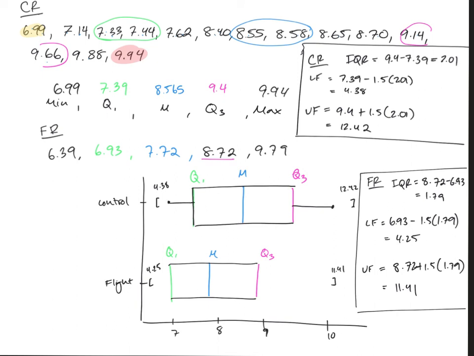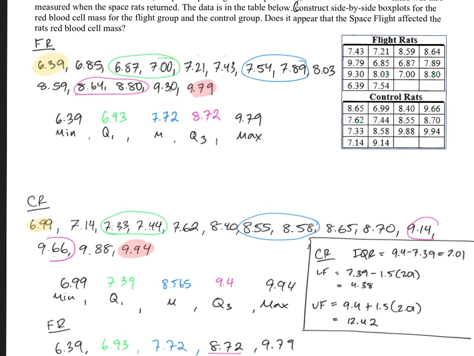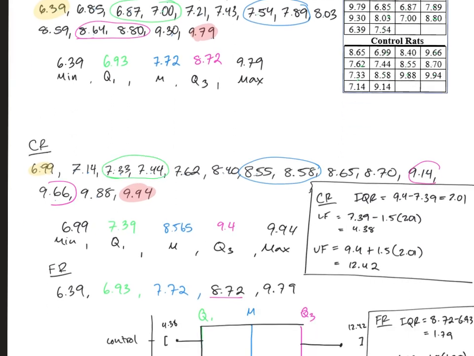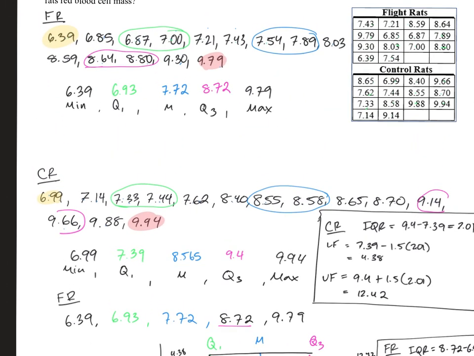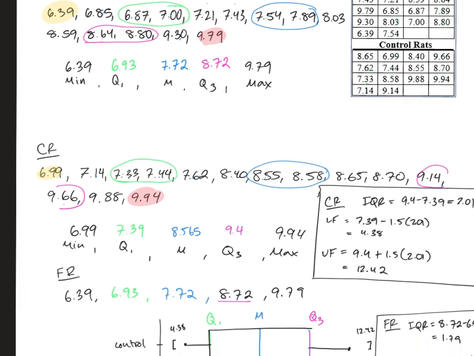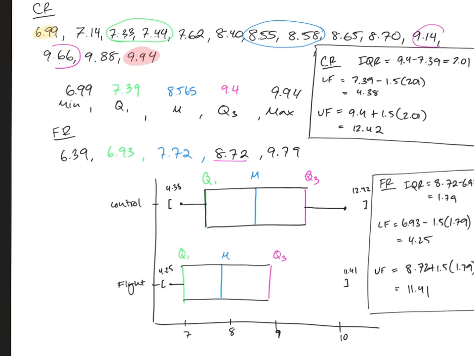Now let's find the lowest value that is above 4.25 for the flight rats, and that would be the 6.39. So once again, being very approximate with my graph. And then we need to find the largest value that is below my upper fence, which would be 9.79, which is a little less there. Alrighty, there we go. Ooh, that used a lot of room.